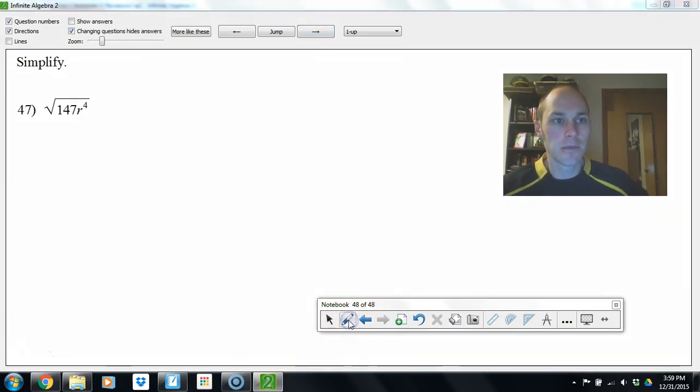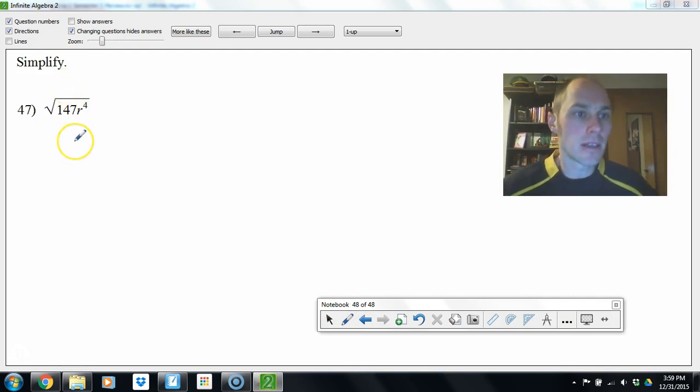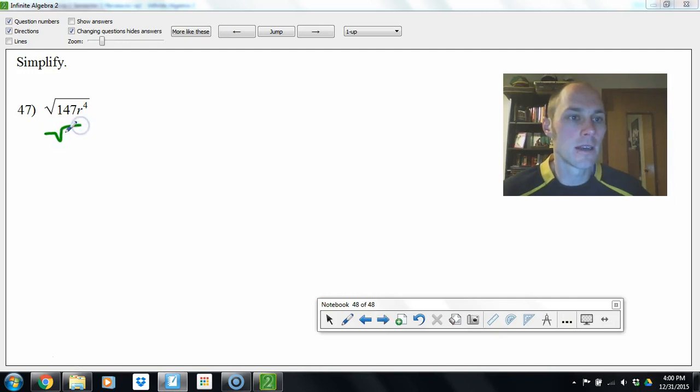All right, simplifying radicals now. When we do that, remember we want to break these apart. So 147, we want to think of perfect squares that we can break it into. When I think of 147, I've got to think of perfect squares I can divide. So 147 can be divided by 49. It's 49 times 3. So square root of 49 times square root of 3.